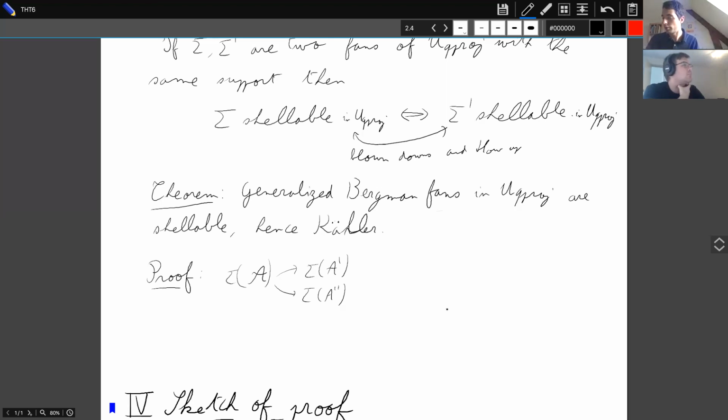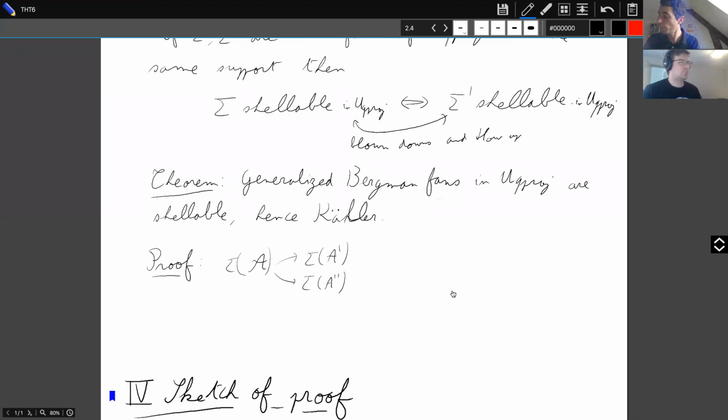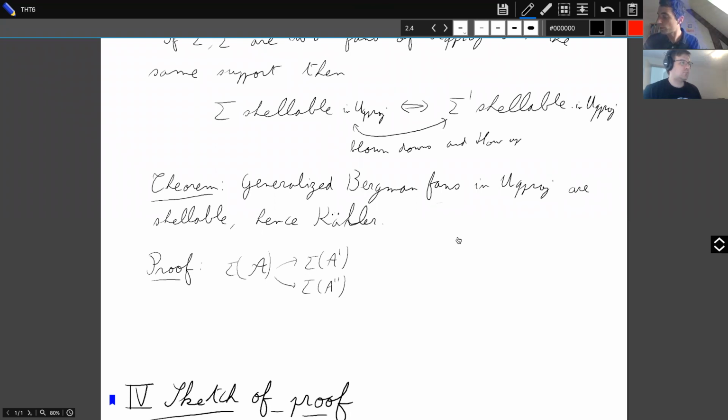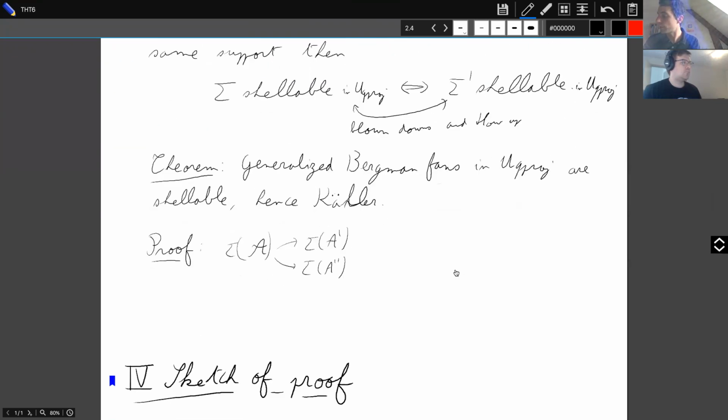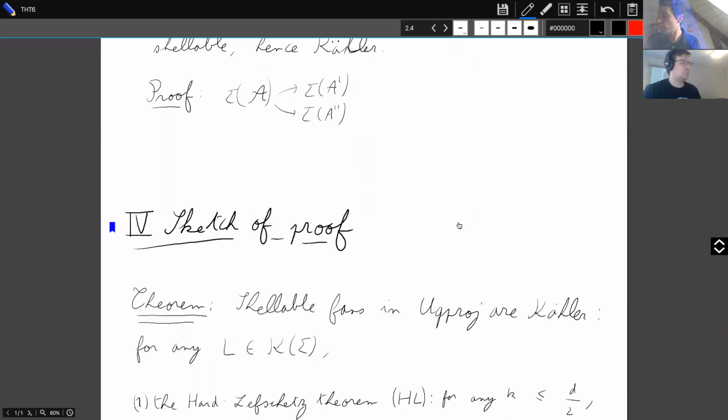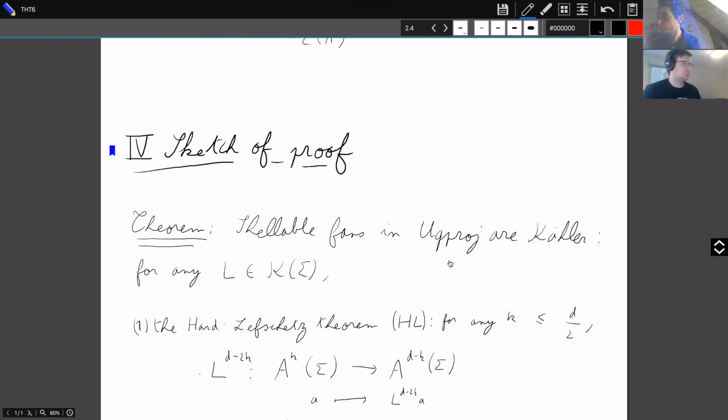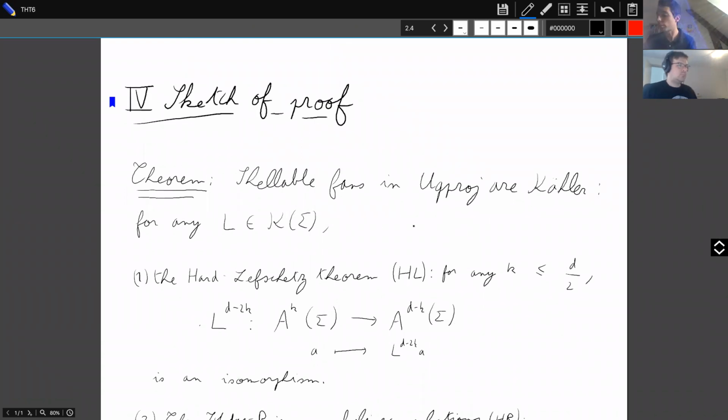Okay, so Bergman fans are shellable, so our theorem generalizes every other theorem. In particular, complete fans are generalized Bergman fans because there is a Bergman fan whose support is the whole space. Okay, so more or less we have already seen the ingredients to prove the main theorem that shellable fans in Euclid approach are scalar.